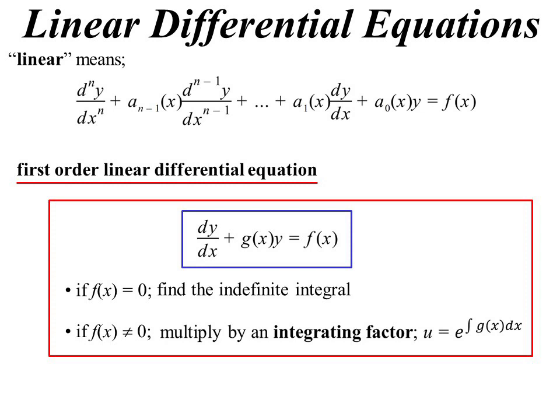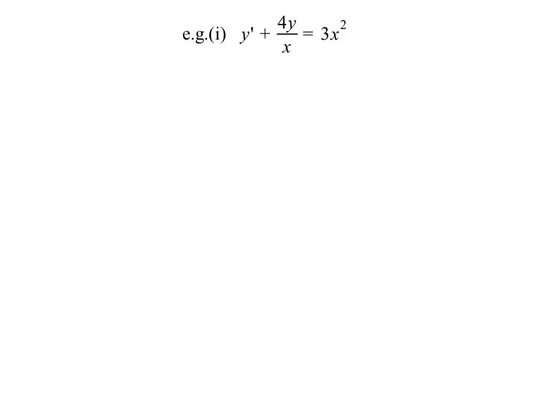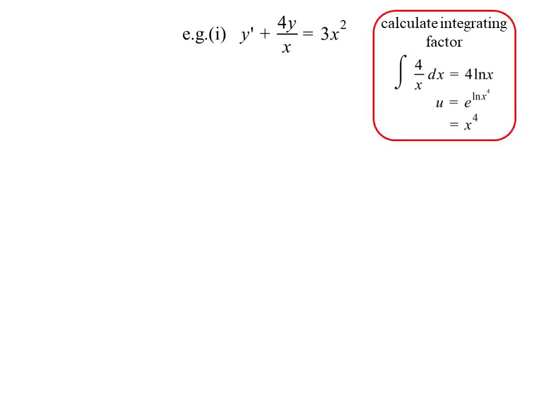So let's try this. We have the derivative plus 4y on x is equal to 3x squared. I need to calculate my integrating factor. So what is the integral of the function in front of y? The function in front of y is 4 on x. When we integrate that, my integrating factor will be e to the power of log x to the 4. E to the log cancels, I get x to the power of 4. So I'm going to multiply everything by x to the power of 4. I now have something that can be integrated quite easily.